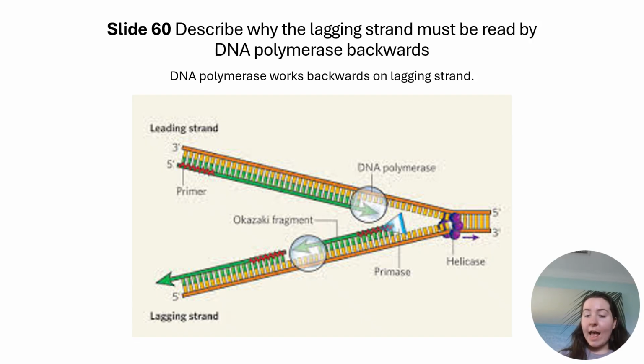60. Describe why the lagging strand must be read by DNA polymerase backwards. DNA polymerase works backwards on the lagging strand. You can see that all works together.